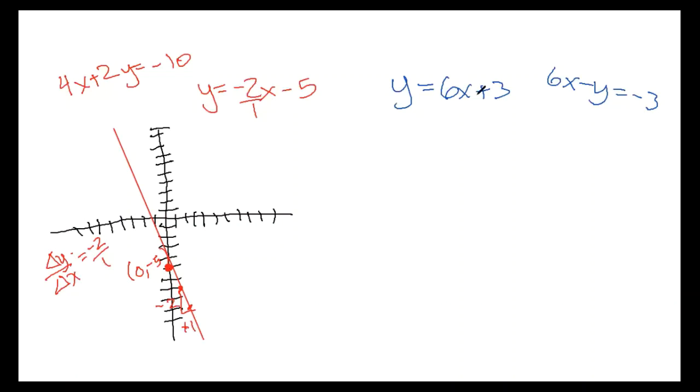For our other equation, we have 6x plus 3, so our y-intercept is 0, 3. We go up 6 over 1, and then go down 6 over 1, so it should be right there. Then we connect our points, and it looks like it intersects.